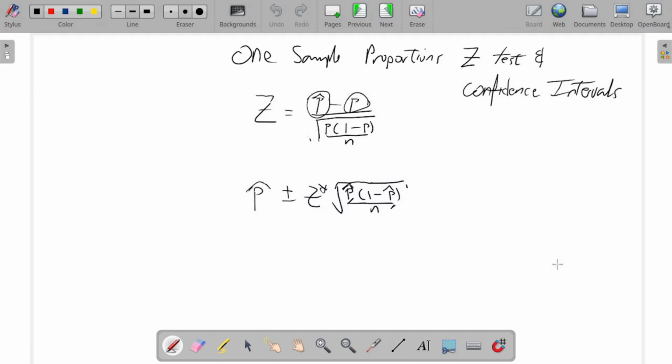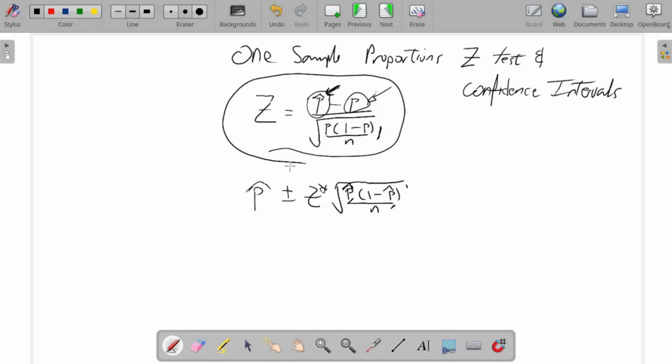Just like with mean values, we have a collection of formulas for proportion hypothesis tests and confidence intervals. The two formulas are, for hypothesis test, we have Z is equal to this, which is pretty typical. This right here is your estimate, the proportion you computed. This one is the hypothesized proportion, and you'll notice that that is what gets used down here in the standard error, the quantity under the root.